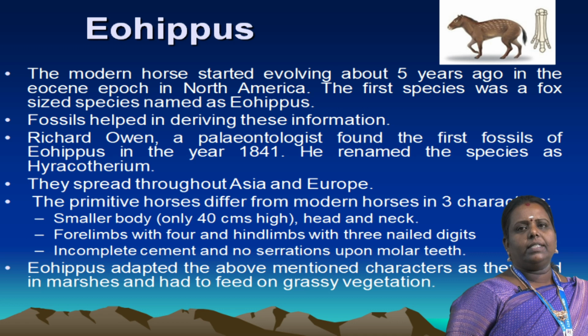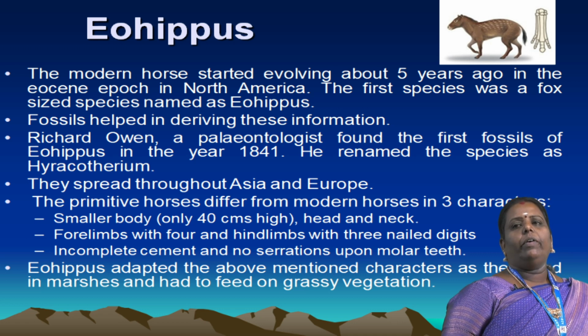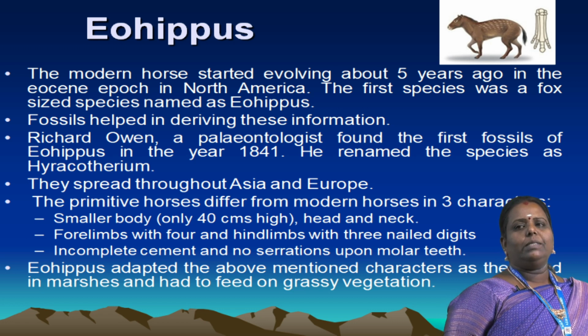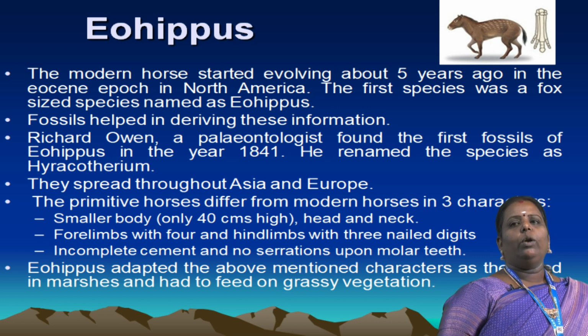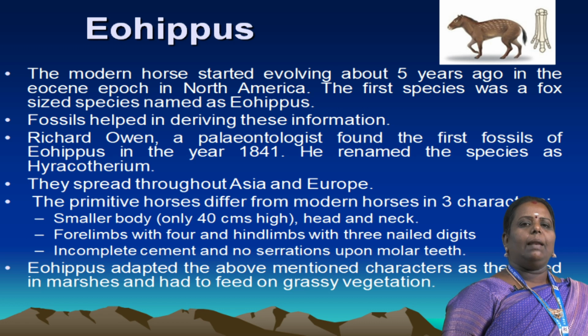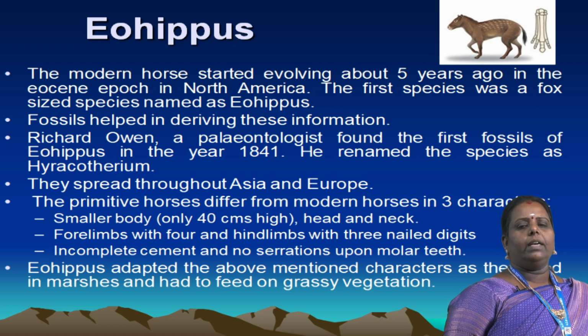The modern horse started with Eohippus. Eohippus evolved about 5 crore years ago in the Eocene epoch, in North America. The first species was a fox-sized species named Eohippus. It is not the normal horse size right now. It is small, looking like a fox. Fossils helped in deriving this information.